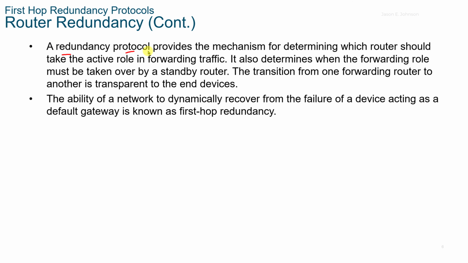Also, a redundancy protocol provides the mechanism for determining which router should take the active role in forwarding traffic. It also determines when the forwarding role must be taken over by a standby router, and the transition from one forwarding router to another is transparent to the end devices. They just don't see that there are multiple routers. They only see the virtual router. And the ability of a network to dynamically recover from a failure of a device acting as a default gateway is known as first hop redundancy, or FHRP.